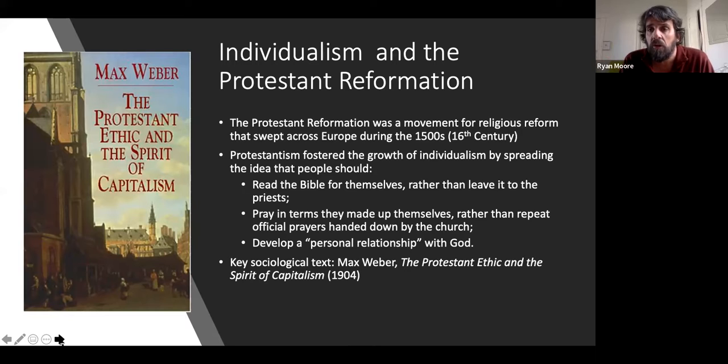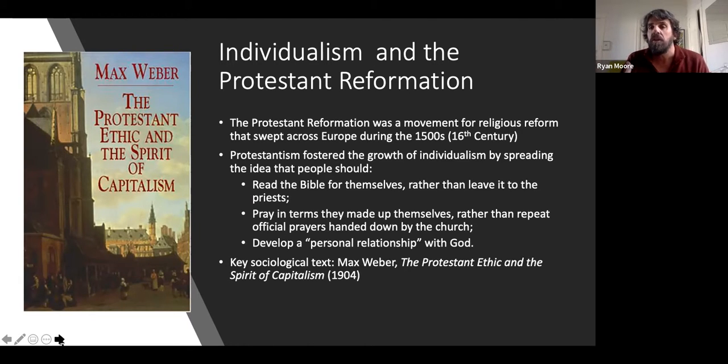Similarly, people are encouraged by the Protestant Reformation to pray in terms that are made up by themselves, rather than to just repeat the official prayers that were handed down by the church, to develop a more, as people still put it, personal relationship with God. All of these things are contributing not just to a change within the church, but to foster a larger culture of individualism.